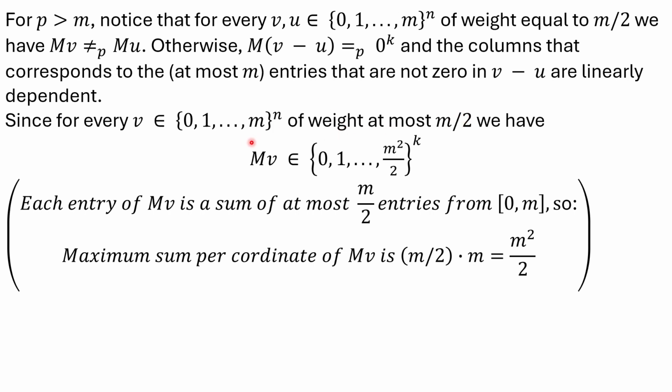Since for every v that is in 0 to m to the n, of weight at most half m, we have Mv that belongs to 0 until m to the power of 2 divided by 2. This is true because each entry of Mv is the sum of at most m divided by 2 entries, because we saw that v has weight less than m divided by 2, and v lies in 0 to m. So the maximum sum per coordinate of Mv is going to be m to the power of 2 divided by 2.